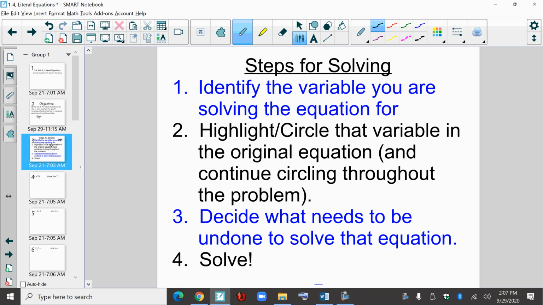Okay? So steps. Identify the variable you are solving the equation for. And then you are going to highlight or circle that variable in the original equation and continue circling throughout the problem. That is the key to success in this. And then you're going to decide what needs to be undone to solve that equation. In other words, do I add, subtract, multiply, or divide? In this case, we're talking opposite. Okay, the opposite of addition is subtraction. The opposite of division is multiplication.